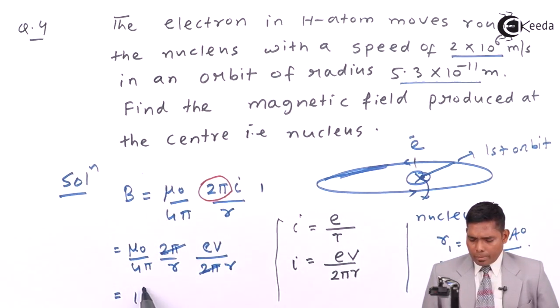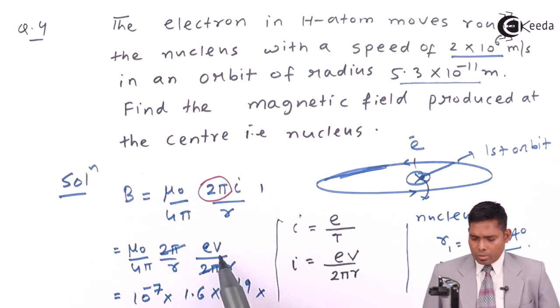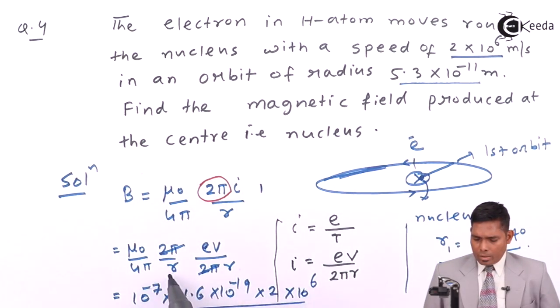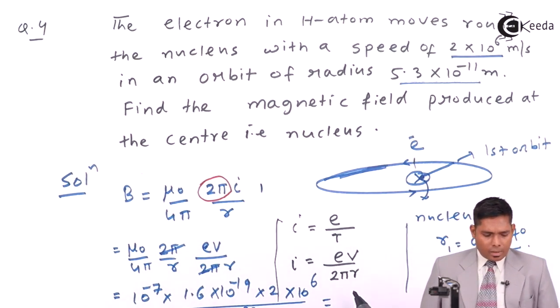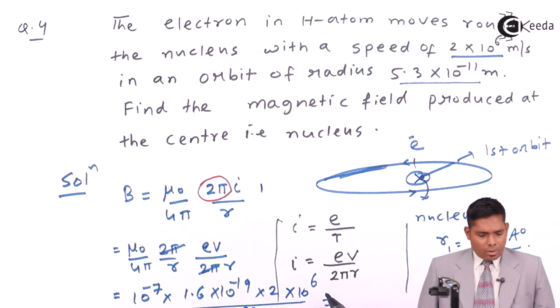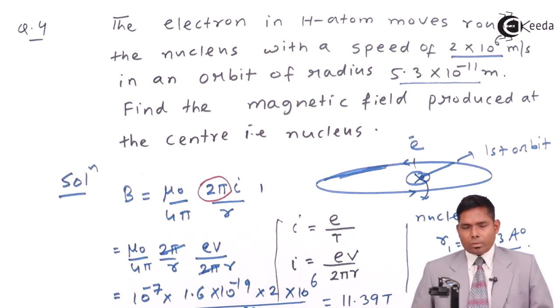Mu naught upon 4 pi, 10 raised to minus 7. EV, that is charge of electron, that is 1.6 times 10 raised to minus 19 coulomb. This means the velocity, the speed, is given as 10 raised to 6, divided by this r, and r squared, that is the square of this number. Solving this, you will get the answer in Tesla, and I will just write it for you, but I will not solve it for you. So this number comes out to be 11.39 Tesla. You can solve on your own.